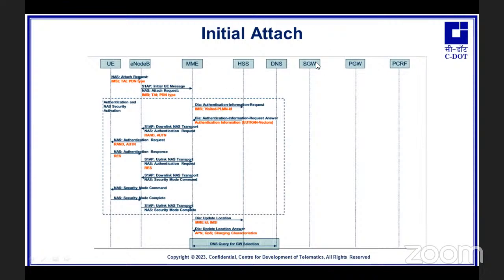I already told you in the network there may be multiple S gateways, each S gateway having its own particular IP. In the DNS, there is a mapping between the IP and the tag.